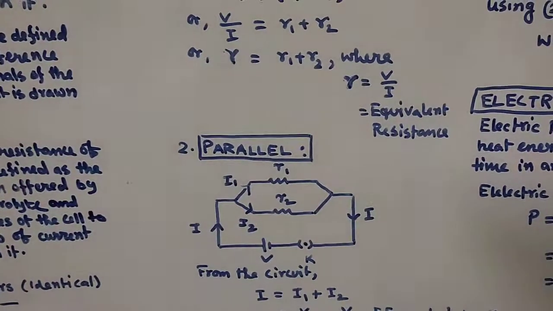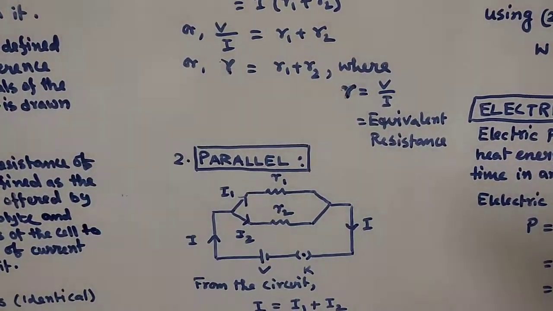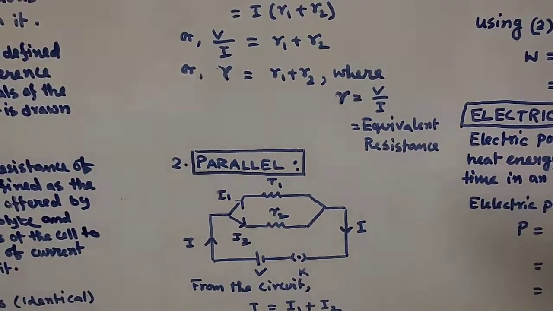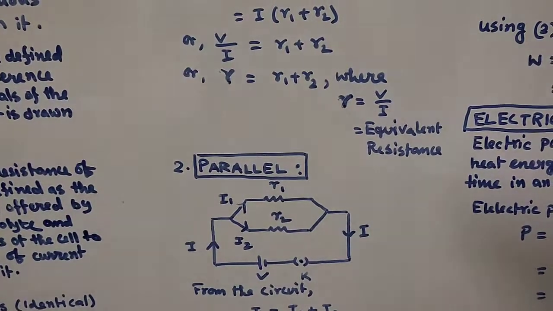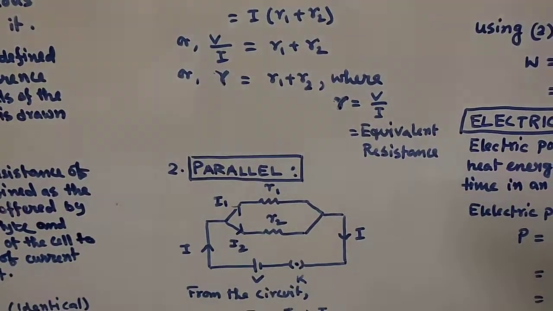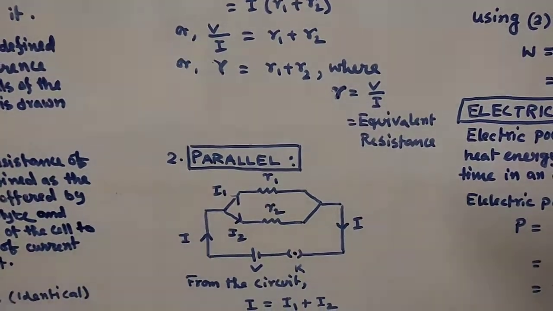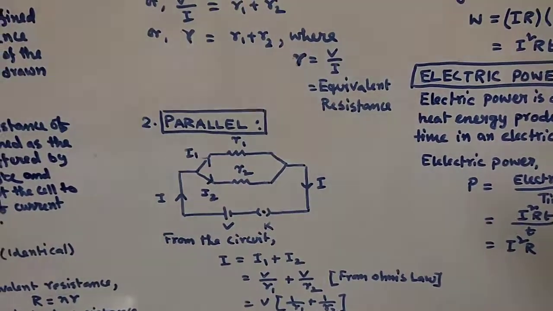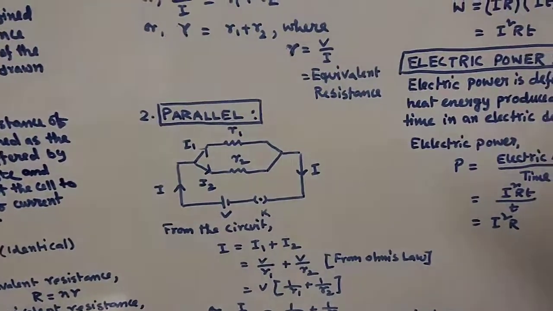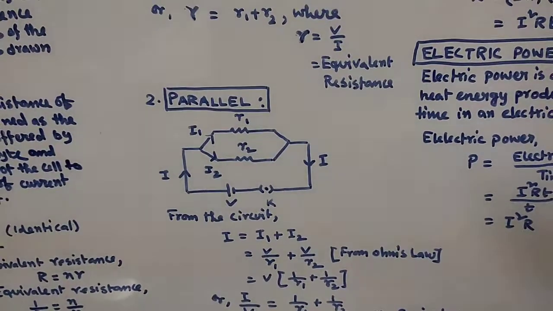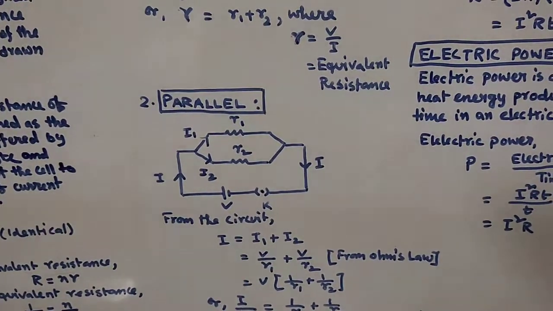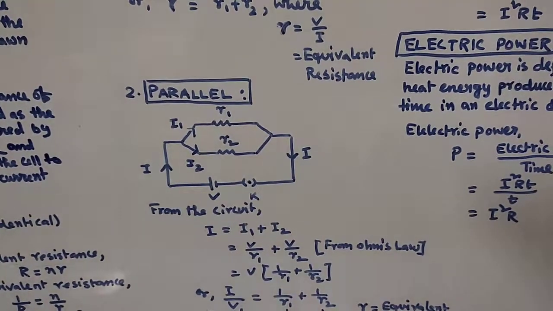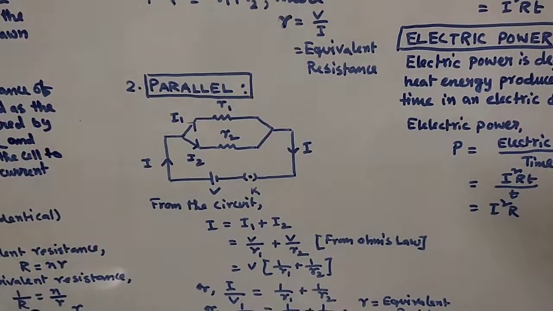current will split up at the junction. I1 is the current flowing through R1 and I2 is the current flowing through R2. Again they combine at the junction after passing through R1 and R2. So again current I moves. As per the circuit diagram, I equal to I1 plus I2. As potential is common for both the resistors R1 and R2, again you are going to apply Ohm's law. So I1 can be replaced by V by R1 and I2 can be replaced by V by R2. If you take V common, then within the bracket you will get 1 by R1 plus 1 by R2.